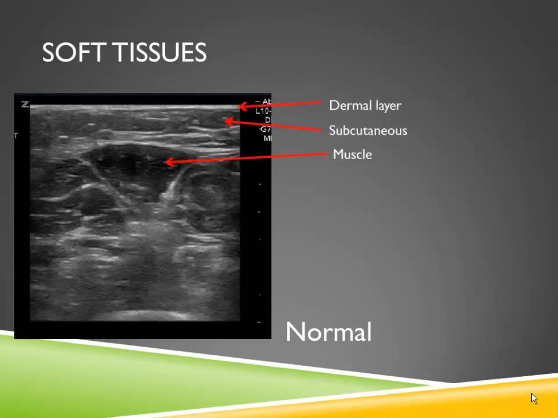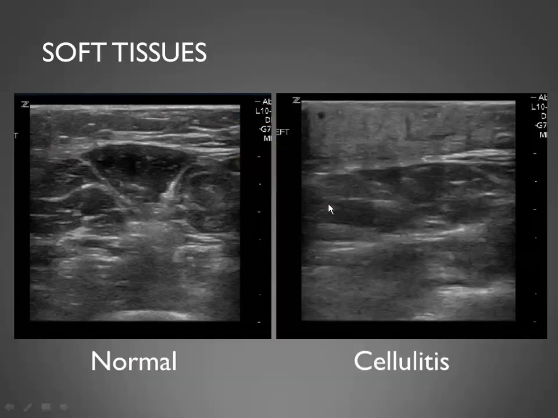But just remember, the normal dermal layer is really pretty thin and barely visible on ultrasound if it's normal. You don't see much of it. Then you've got some sub-Q in here, some fascial planes and some muscle, and that's what normal tissue looks like, all these well-defined planes of different tissues.